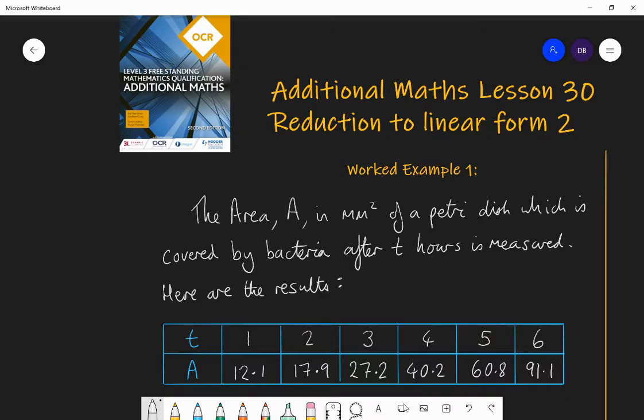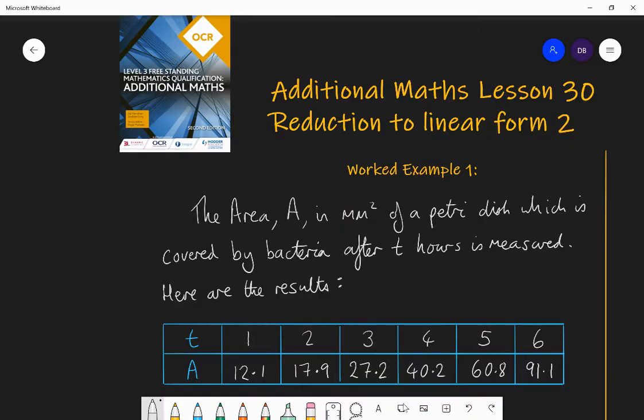Today we're going to be looking at reduction to linear form, the second part. In Lesson 29 we looked at how to turn exponential and polynomial functions into graphs that you can model with a linear function by changing the scales and using logarithmic scales.